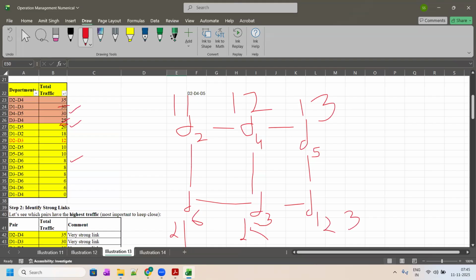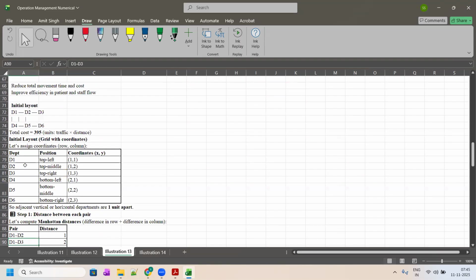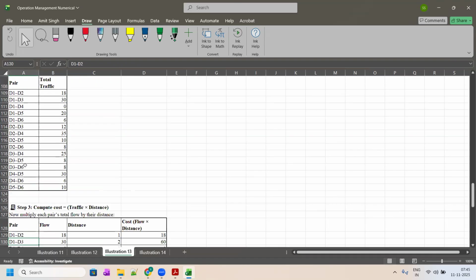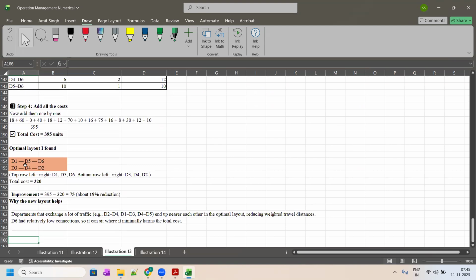Now I can calculate the distance, and the traffic data is already given here. So I'll just multiply the distance with the traffic data to find out the cost. Then the objective is to find where I can get the minimal cost, which layout, since infinite possibilities are there. So which layout will give you the minimal cost?